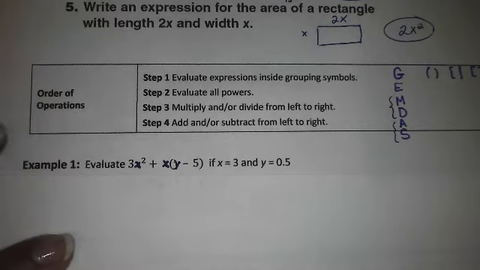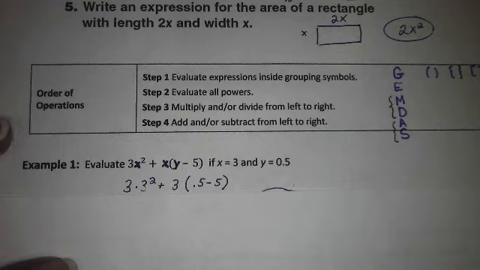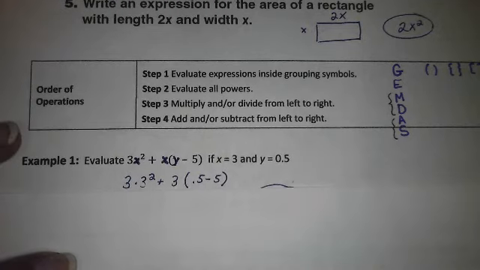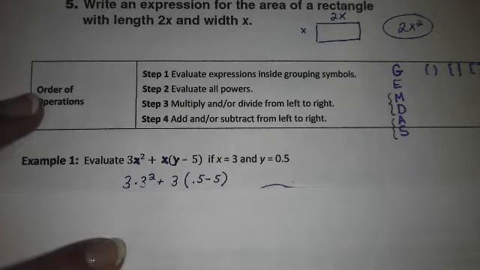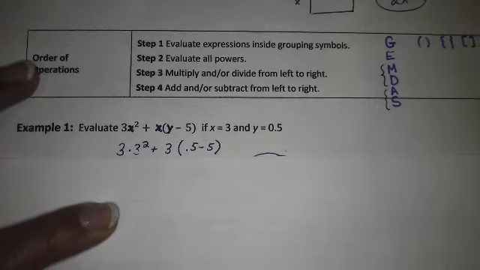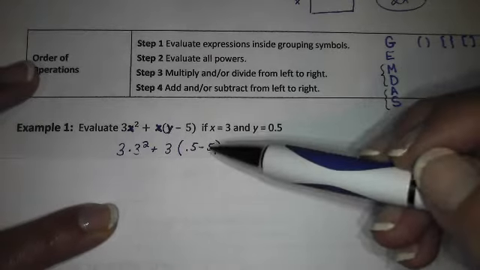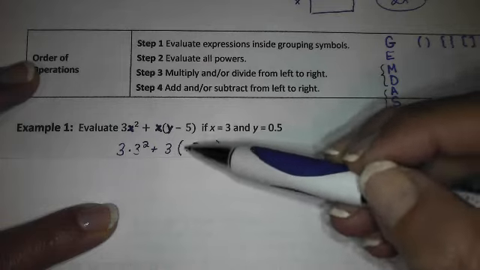So if we have, for example, 1, we want to evaluate 3x squared plus x times the quantity y minus 5, and we know the values of x and of y, we can go ahead first and use the property of substitution to replace the variables with the known values. When we do order of operations, it's a set of rules that we all agree that we are going to follow. So we should do what's inside of the parentheses first.